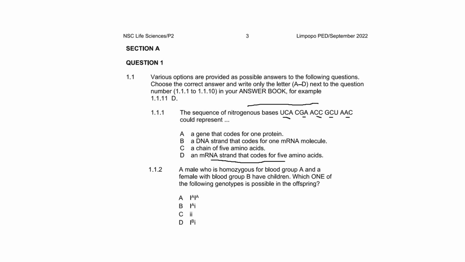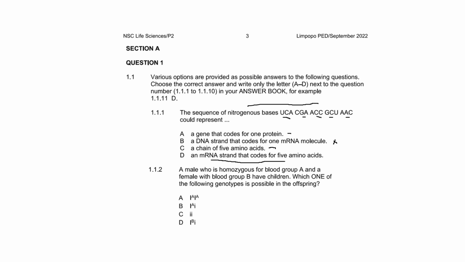It can't be a DNA. DNA is out. The other thing that you can do is to take out the obvious answers. It can't be a DNA because there's a uracil there. A chain of 5 amino acids. Remember, we need to also know what the tRNA will be, so we can take that out. Also, it can't be one protein because we need to get those 5 amino acids.